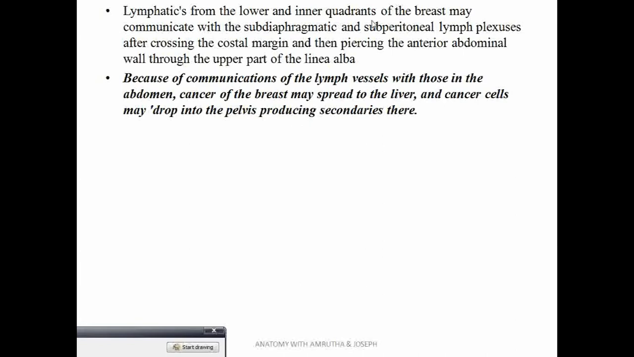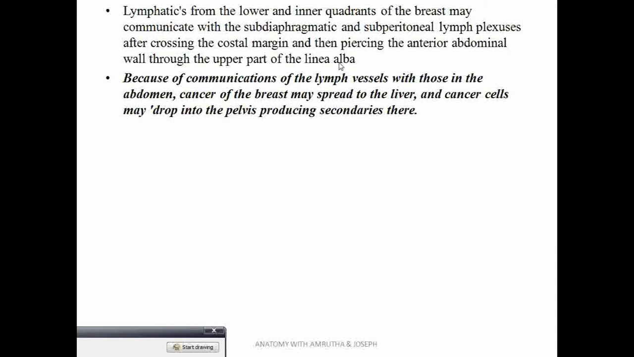Lymphatics from the lower and the inner quadrants of the breast may communicate with the subdiaphragmatic and subperitoneal lymph plexus after crossing the costal margin and then piercing the anterior abdominal wall through the upper part of the linea alba. Subdiaphragmatic lymph nodes are present below the diaphragm, that is in the abdomen, and the subperitoneal lymphatic plexus is again in the peritoneum.